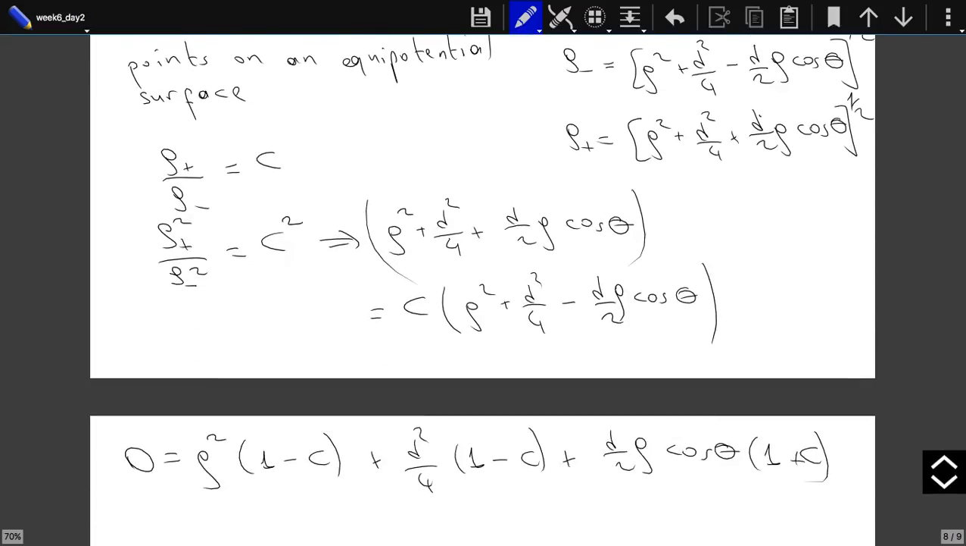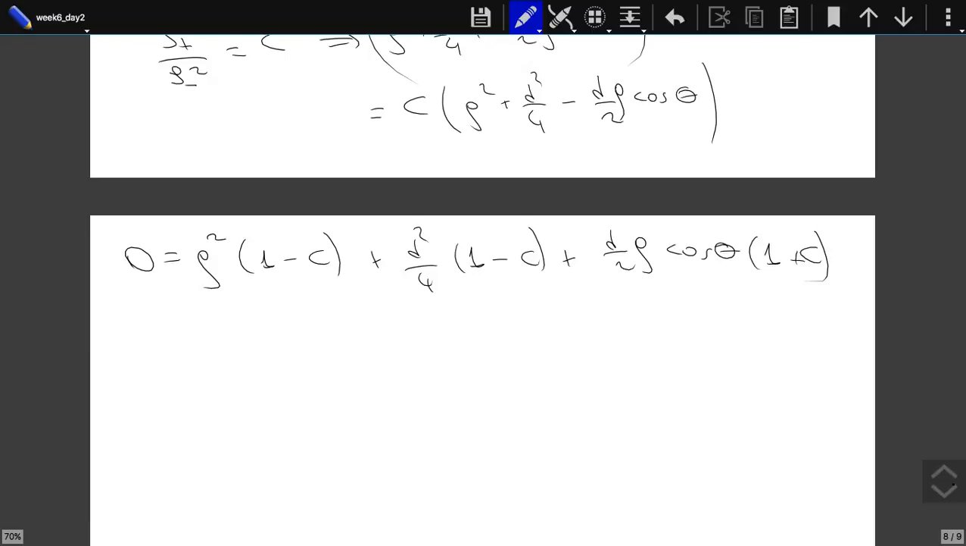Well, for other values of the potential, it will be a bit difficult to identify. But let me just assume c is less than 1, so that this constant is positive. Or let us even write it in this form: 0 is equal to rho squared plus d squared over 4, c is not 1, because we already solved for what happens when c is equal to 1, plus d over 2 rho cosine theta, 1 plus c. This is the equation we have.